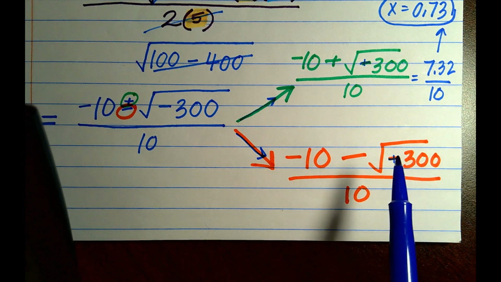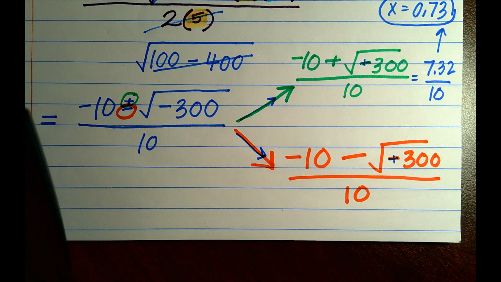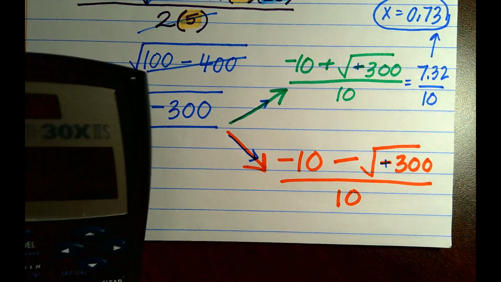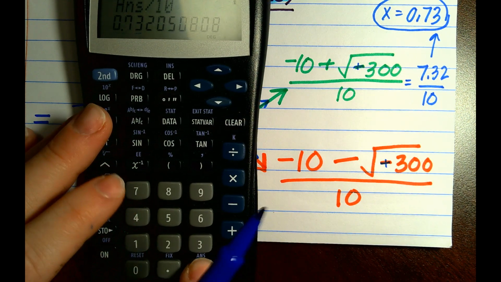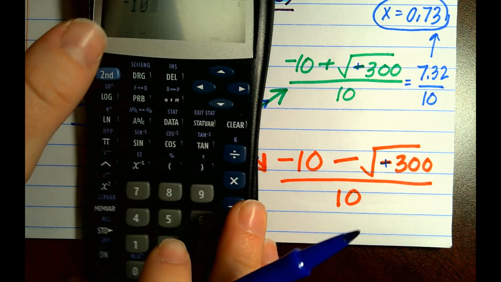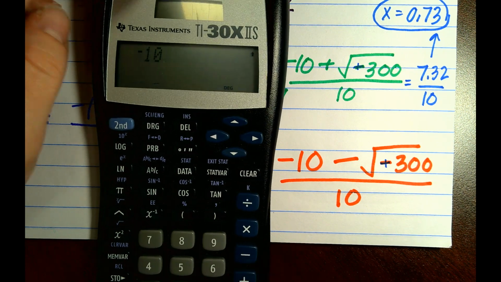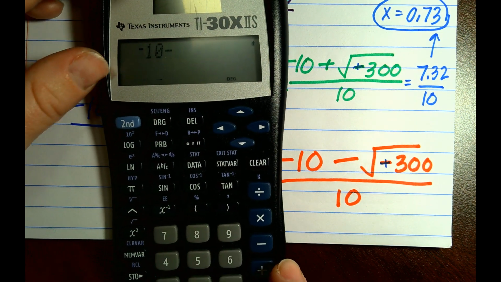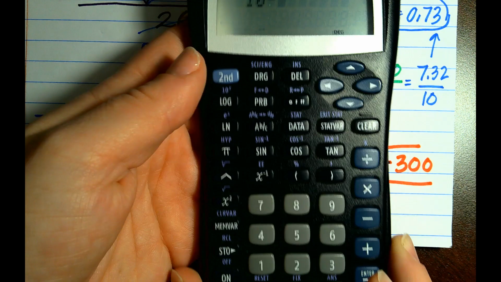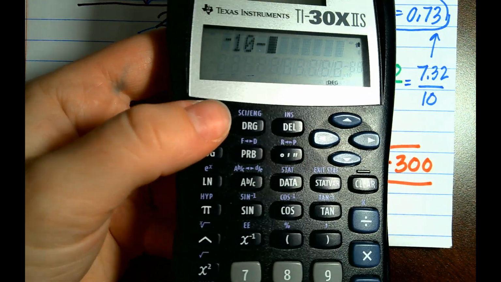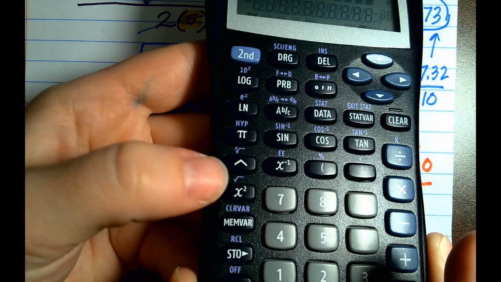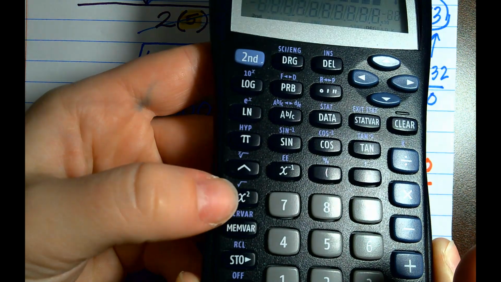Now we have to do it one more time over here. So the only difference in the next problem, we would do negative 10 minus the square root of 300. How do you plug the square root button on here? So the square root button is, you'll push second, the blue button, and then the x squared button. I got it. Thank you.